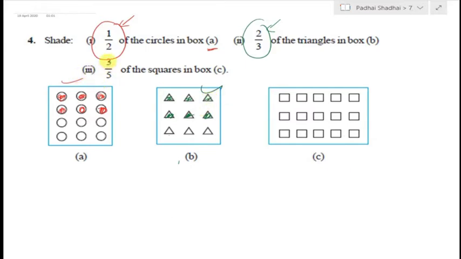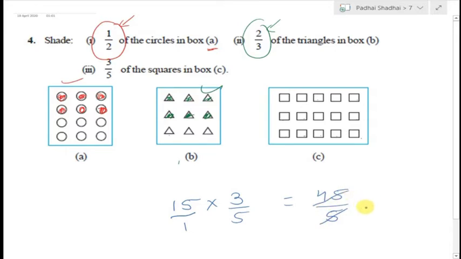Let us see question number 3. 3 by 5 of the squares in the box. How many squares are there? 1 2 3 4 5 6 7 8 9 10 11 12 13 14 and 15. There are 15 squares. Out of that we have to shade 3 by 5, so we have to multiply it by 3 by 5. 15 3s are 45 by 5. 5 9s are 45, so we can cut out. Okay, so we have to shade 9 squares.